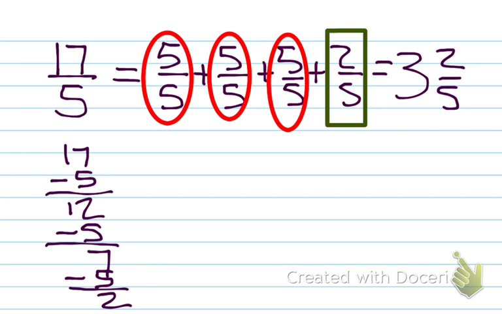Okay, let's try one on our own. I would like for you to go ahead and do this in your journals: 12 over 3, 12 thirds. You know what, I'm going to change that, I lied. Make it 13 thirds. 13 thirds. All right, try that now. When you got it, give me a thumbs up.